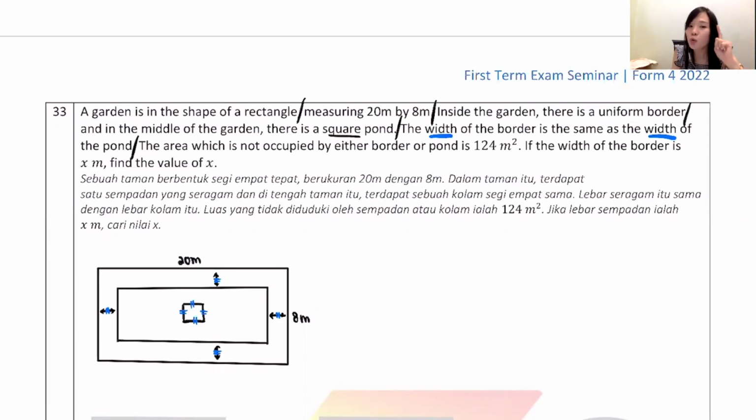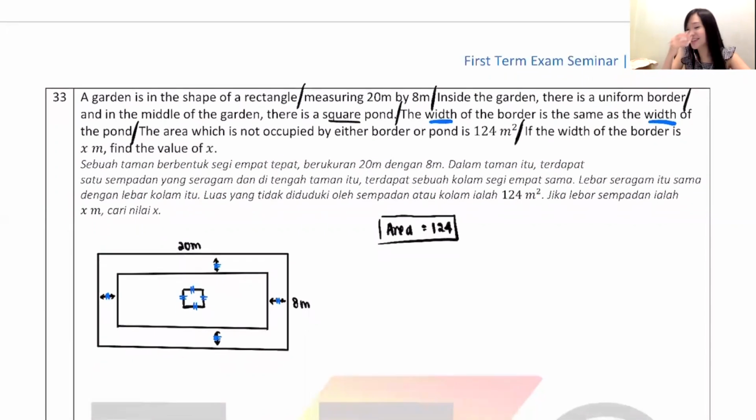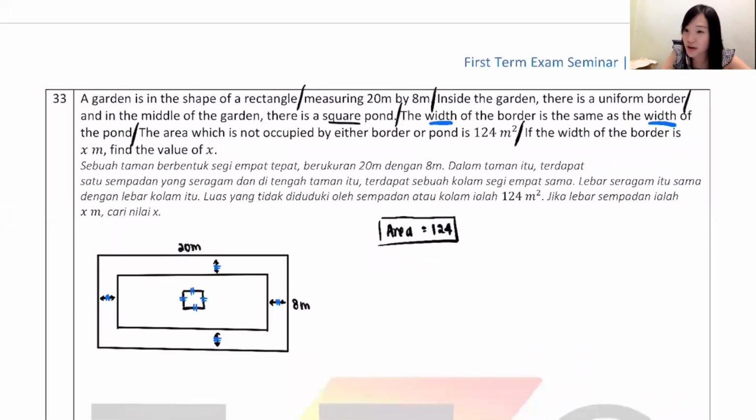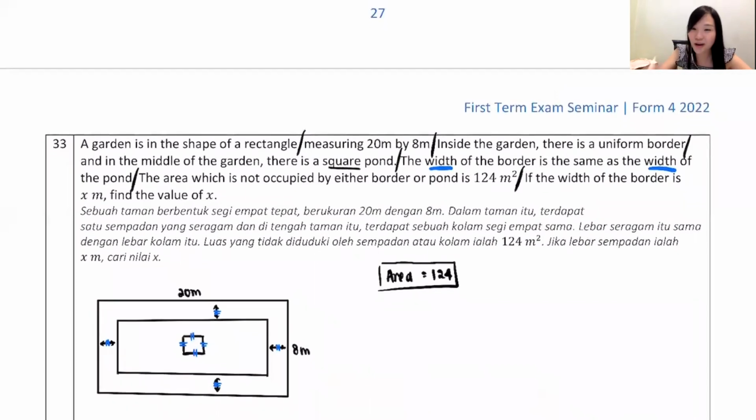The area which is not occupied by either the border or pond is 124. So again, guys, they give me area. They say the area is 124. Can anyone tell me the area 124 is for where? Where got English, my dear? Even though my English is that bad, I also understand it. Seriously, my English is very bad, trust me on that, so I also understand. You guys just think too much, my dear. You just read one line and write, can, okay? So guys, which part is the area?